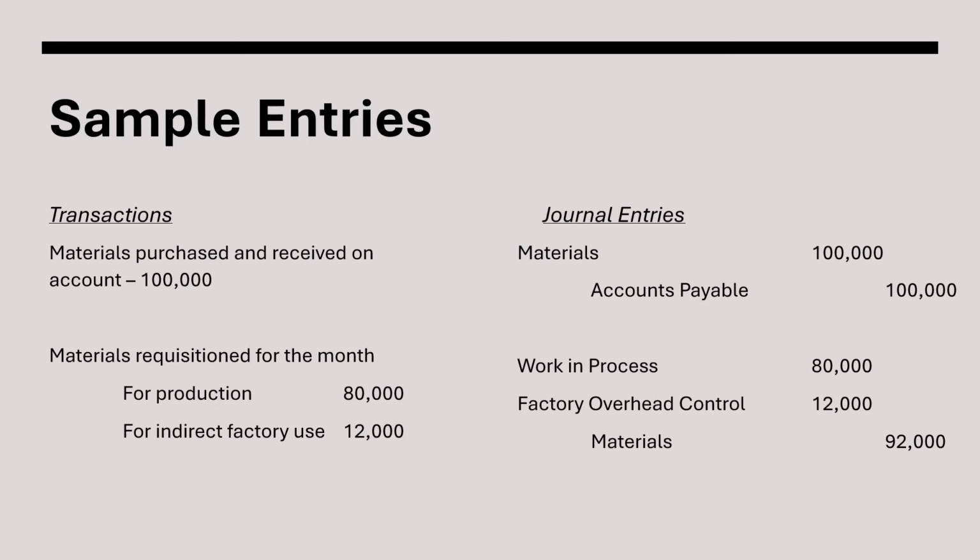It means the materials used for the month. So if it's used for production, definitely it will be under work in process. And of course, as I've said in the previous meetings, indirect factory use will be recorded under factory overhead. In this case, the account code for factory overhead is factory overhead control. So debit work in process, that's 80,000. Debit also factory overhead control, 12,000. And then you credit the total materials used, which is 92,000.